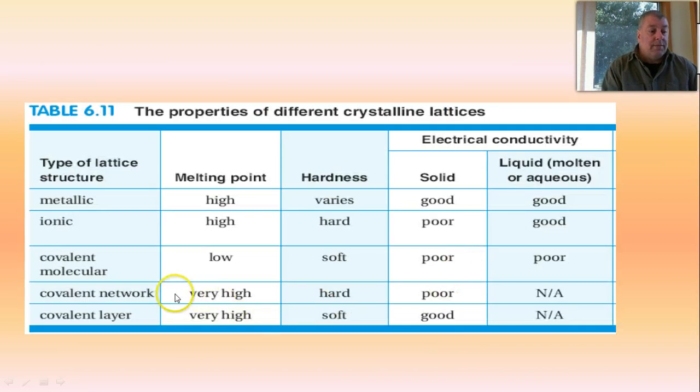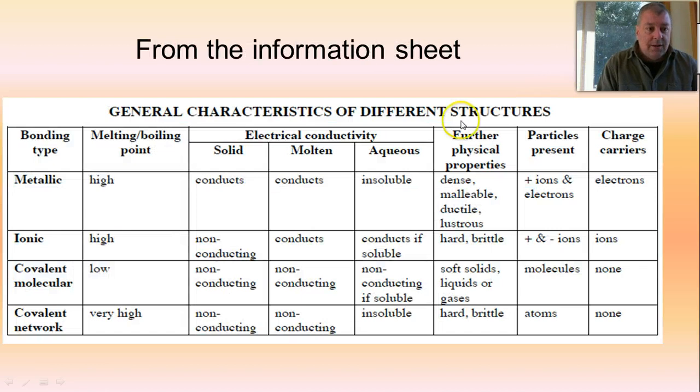Now, in your textbook you have this table here which defines the common things. Now, we really want you to practice using this one, which is on your information sheet. Very similar table, has a couple of different things in it. So we've got our bonding types that we need to know: metallic, ionic, covalent, molecular, covalent network. They haven't got covalent layer there, mainly because it's graphite, and we know about graphite though.